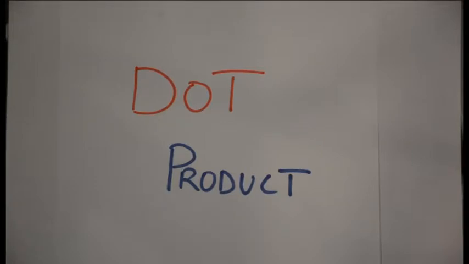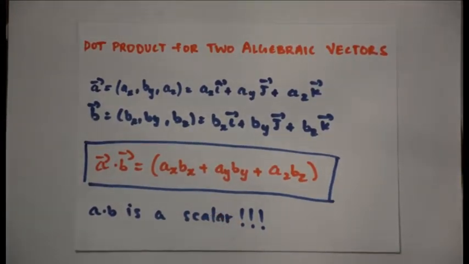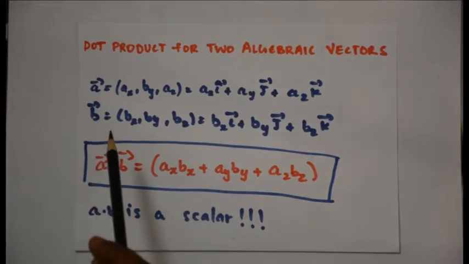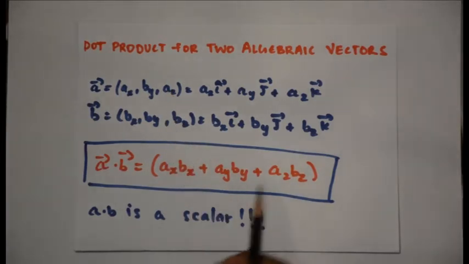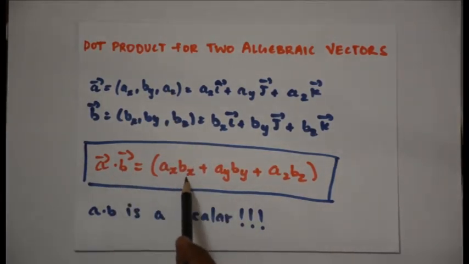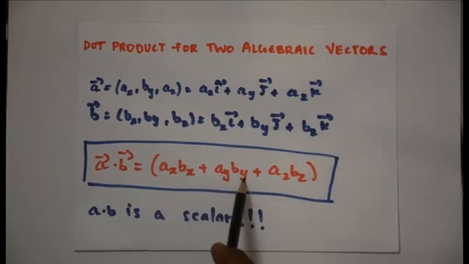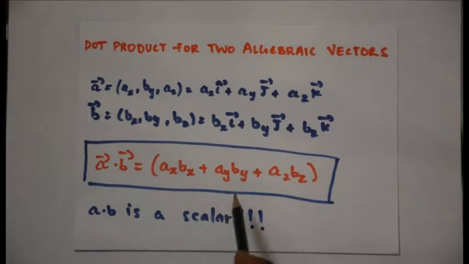Today, we're going to discuss the dot product for algebraic vectors. Here we have two algebraic vectors a and b. Each vector consists of its x, y, and z components. The dot product of these two vectors will be ax bx plus ay by plus az bz. And remember, a dot b is always a scalar number.